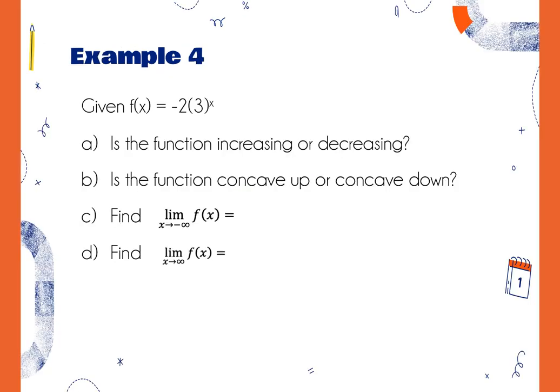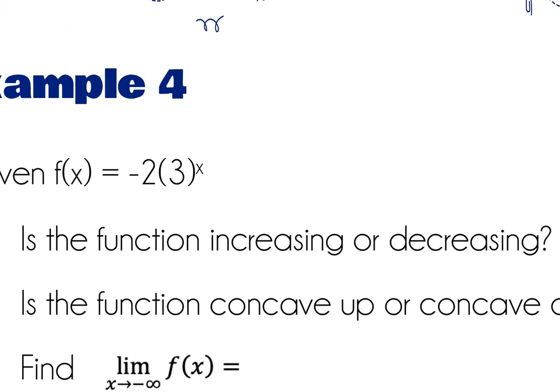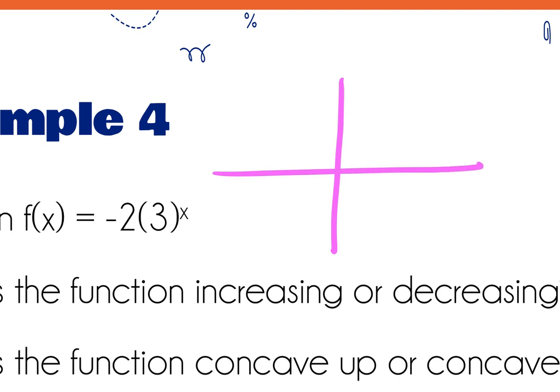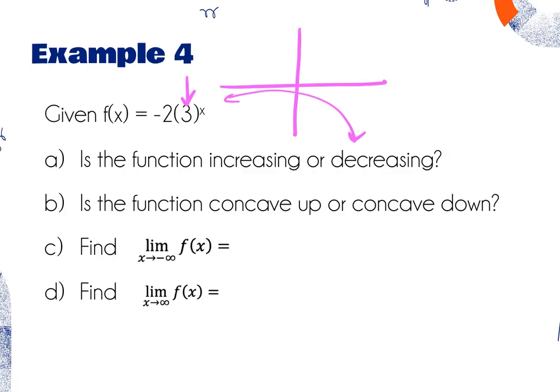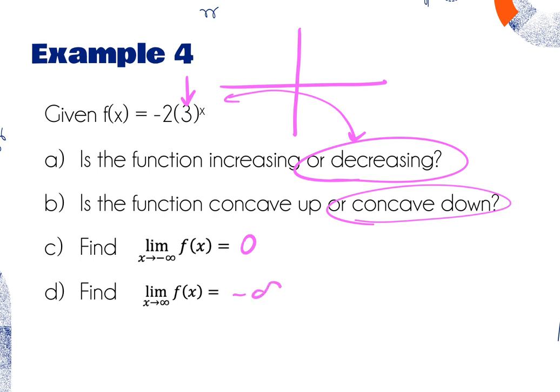All right, example 4. Now what's different? There's a negative on the front. What does the negative on the front do? Flips it over the x-axis. First of all, it's still got growth because the base is still 3, bigger than 1. But instead of it going up like this, it is flipped over your x-axis, so it's going to look something like that. So is this function increasing or decreasing? Decreasing. Is the function concave up or concave down? Concave down. What's happening as x goes to negative infinity? Goes to 0. And as it goes to positive infinity? Negative infinity. Yep.